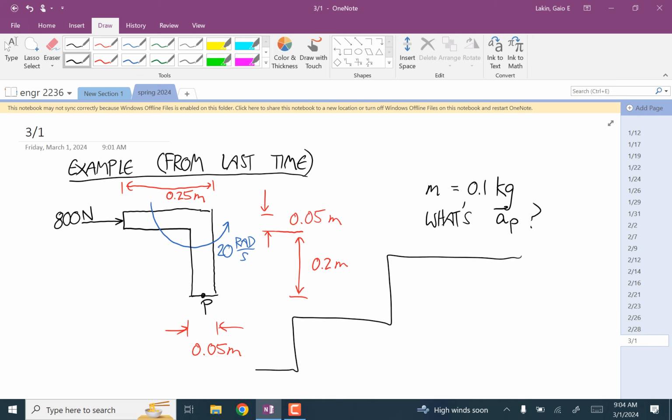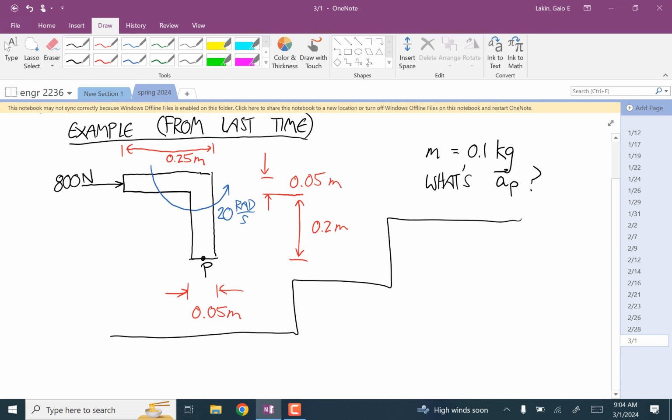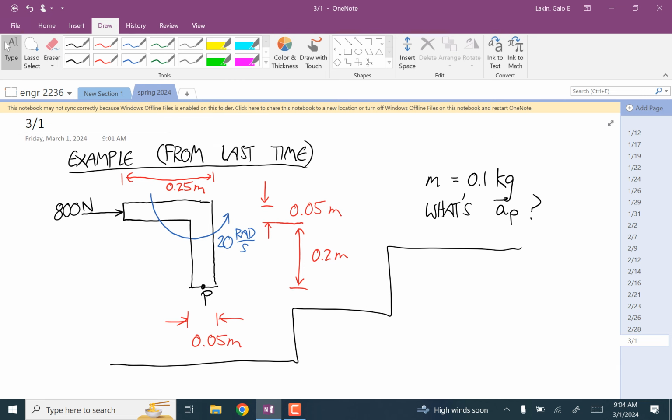Maybe there's like a bug on that point, and we want to see if he's going to be able to hang on. Okay, so first of all, I gave you that it has an angular velocity of 20 radians per second. Why don't we calculate that from the forces and stuff? This is dynamics, right? Okay, good. I was afraid I was in the wrong class. Yeah, why don't we calculate that angular velocity?